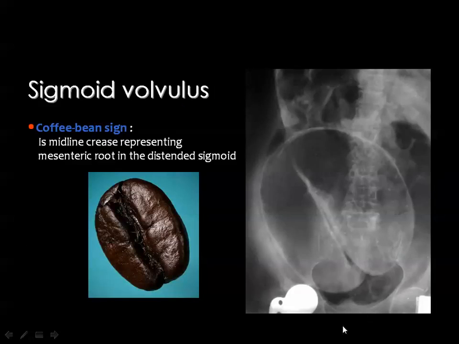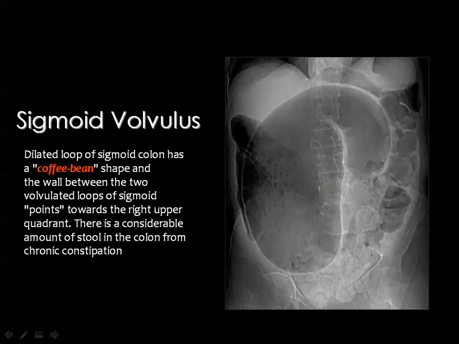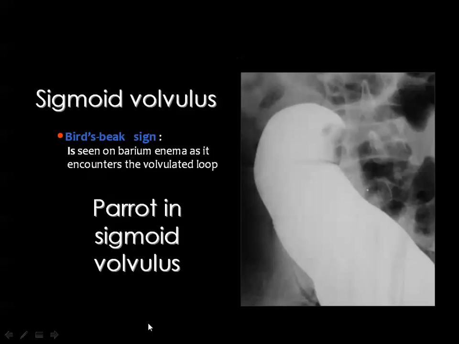And this is what we call the coffee bean sign, and it's almost typical to the appearance of the coffee bean. This is the sigmoid colon, the bent inner tube appearance, and the pointing to the right upper quadrant is evident. And this also looks like the coffee bean sign with huge distension of the sigmoid colon and the inverted U configuration.